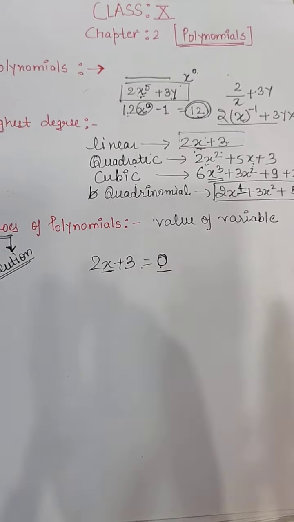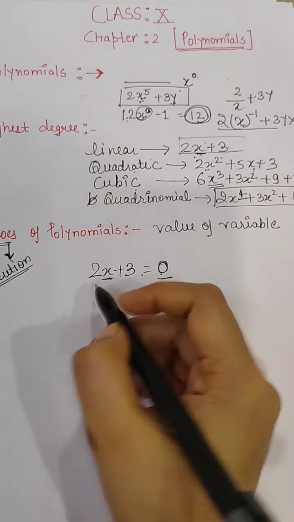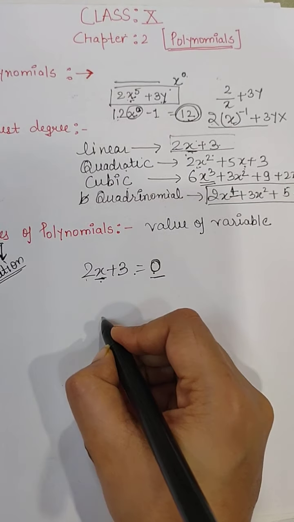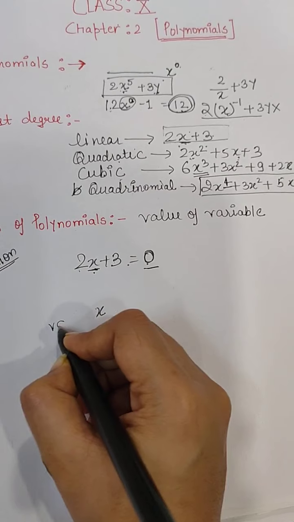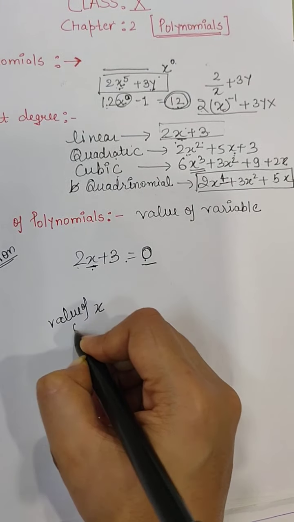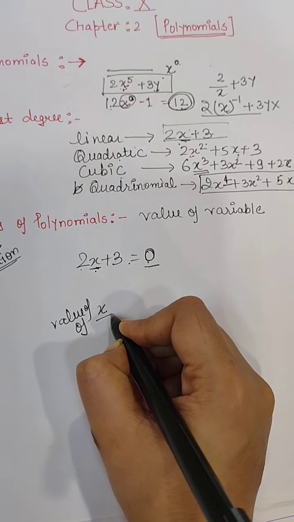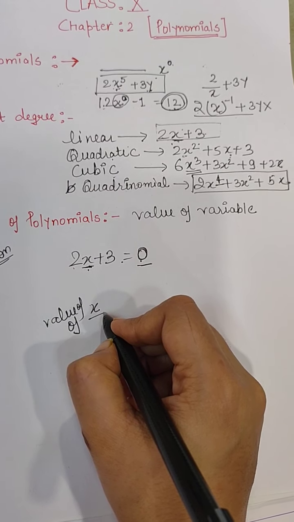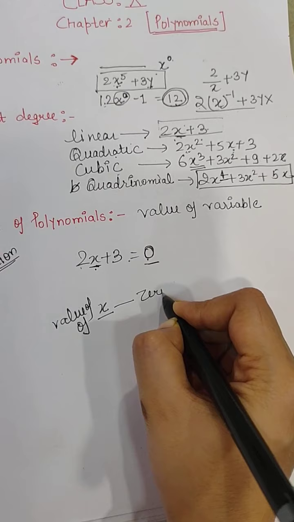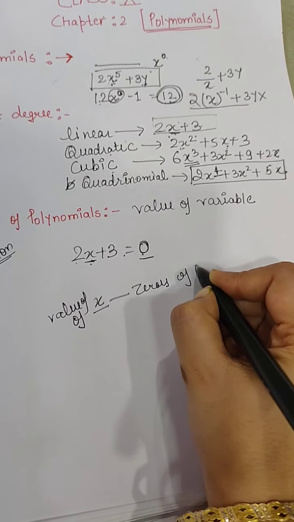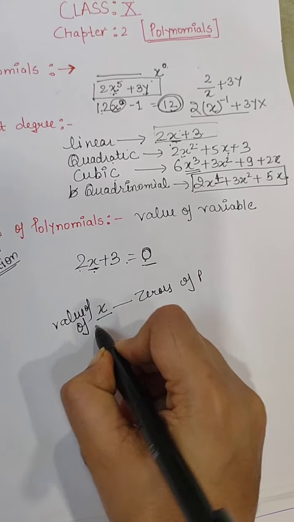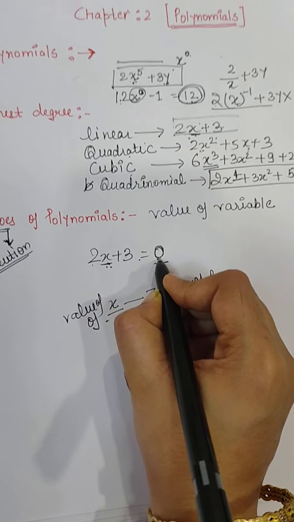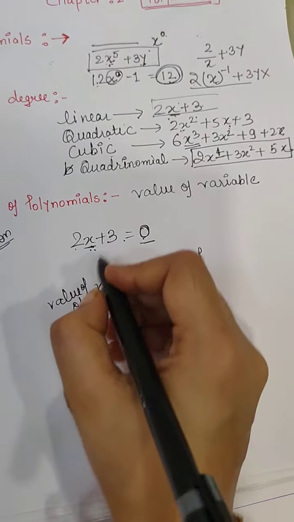Again I am repeating: in any polynomial, linear, quadratic, cubic, the values of the variable, x or y, whichever variable is there in the polynomial, the values of x are called the zeros of the polynomial, because when we put these values in the polynomial we get the answer 0. Clear? So how to find the zeros of the polynomial?